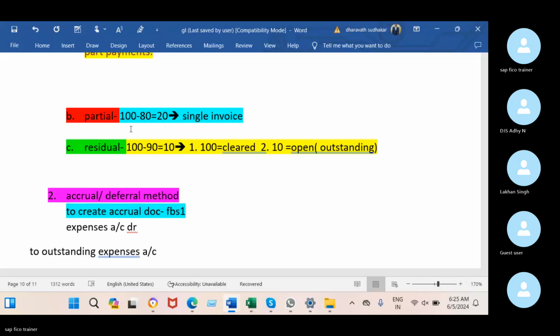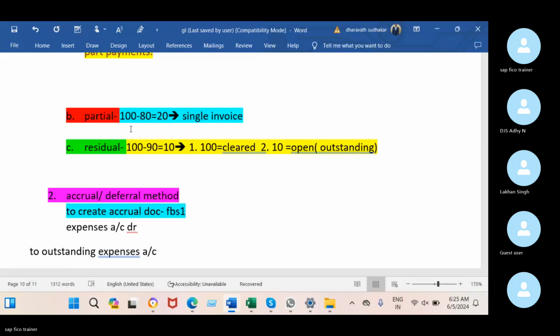But in the case of residual clearing, please listen carefully. The interviewer will focus on the difference between partial and residual. In the case of partial clearing, there will be only one single invoice. But in the case of residual, just imagine you want to pay 100, but how much will you pay? 90. What will be the outstanding? 10. So here, the original 100 will be shown as cleared.